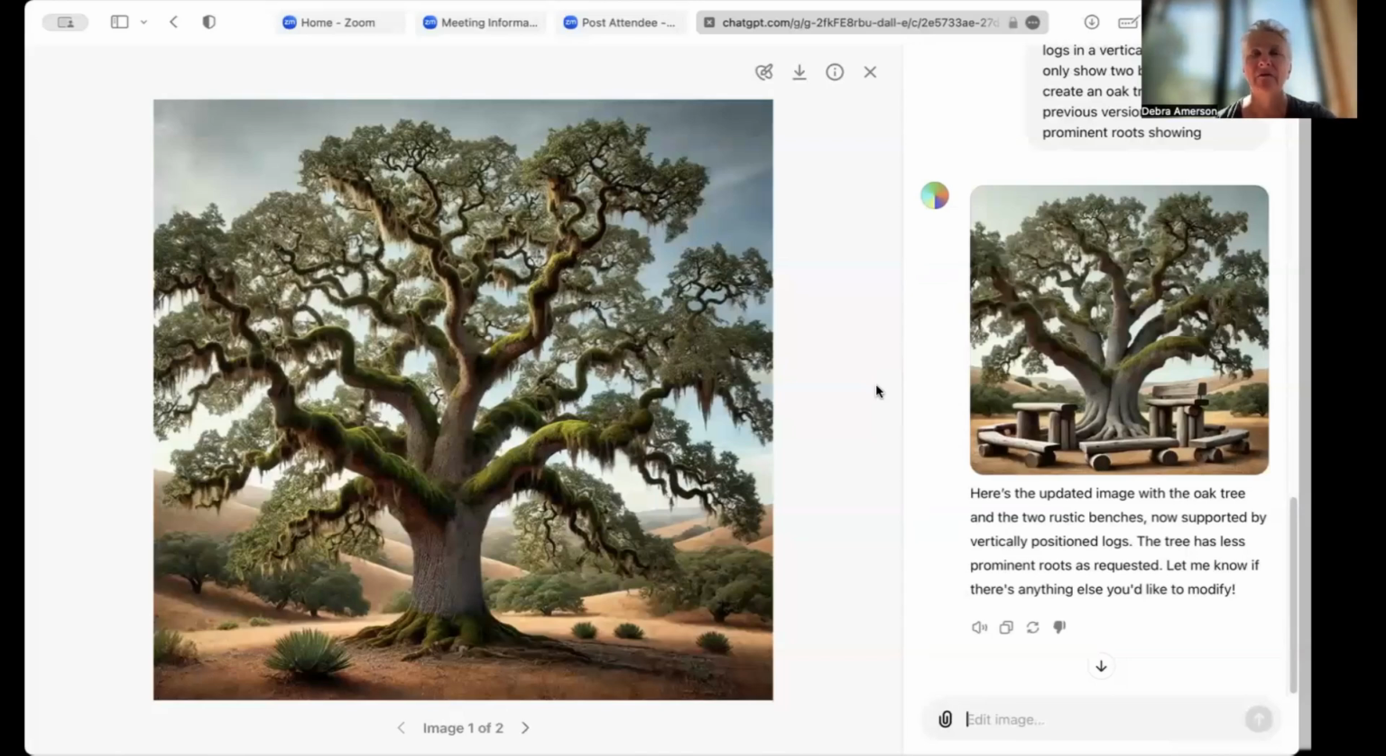You have to have a paid account through ChatGPT to access DALL-E. It's spelled D-A-L-L-E. And you can play around with that. There are other platforms for AI that you can use, and you're welcome to adventure on in those.